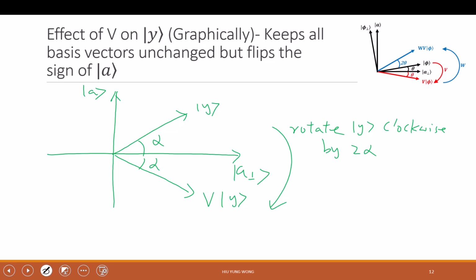And if Y is actually phi, if we use phi as the beginning, then it rotates by 2 theta, because that is the angle between phi and A perpendicular. Okay, so there's nothing special, right? Just that it rotates it by 2 alpha or 2 theta.